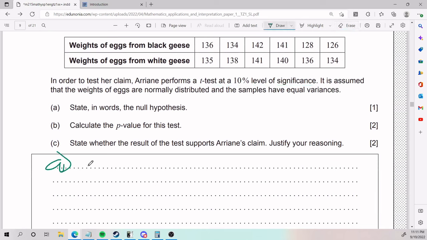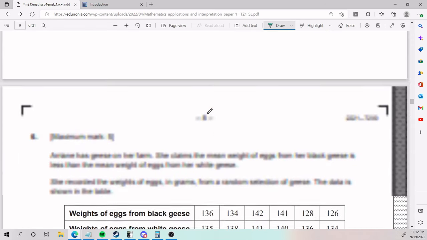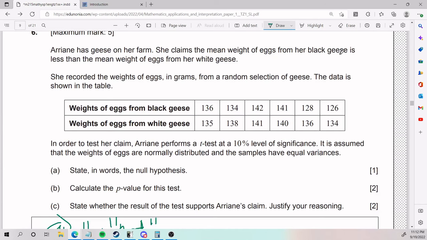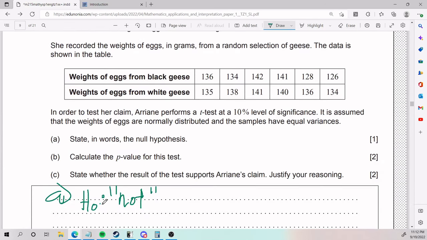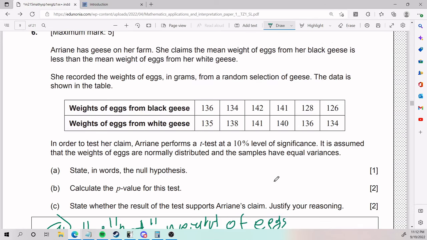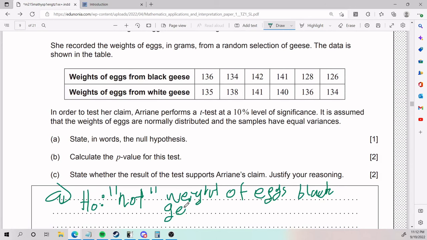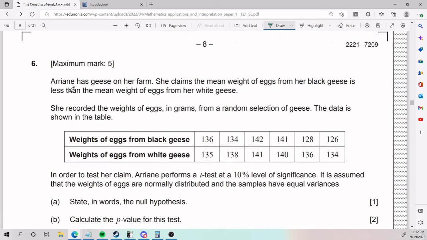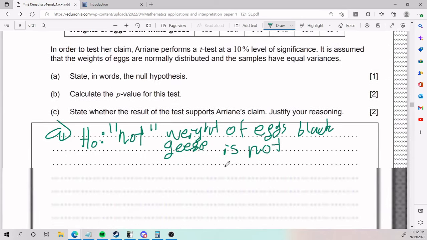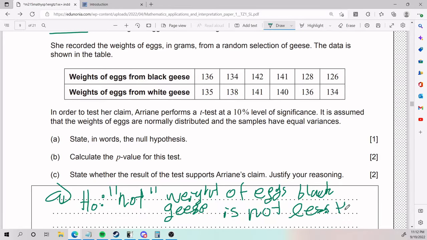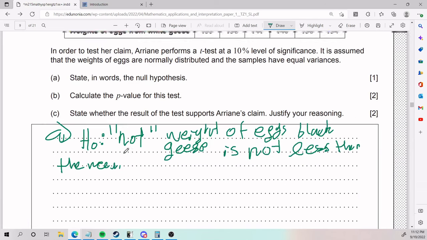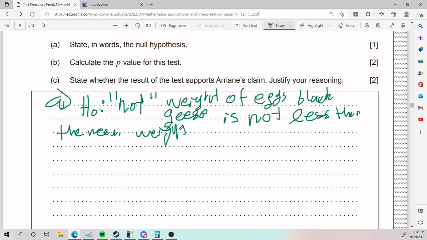The null hypothesis, there's a couple ways to approach this. My general hint is to always use the not, cierto? So the not, whatever they tell you. In this case, they tell us, she claims the mean weight of her eggs from her black geese is less than the mean weight of eggs from her white geese. So with the idea of not, we're gonna say weight of eggs black geese is not. Notice that here it's less than. I'm here putting is not less than the mean weight of eggs from the white geese. Cierto? All right, that is a lot of blah, blah.